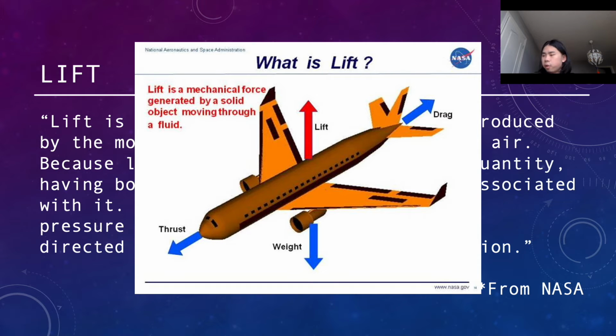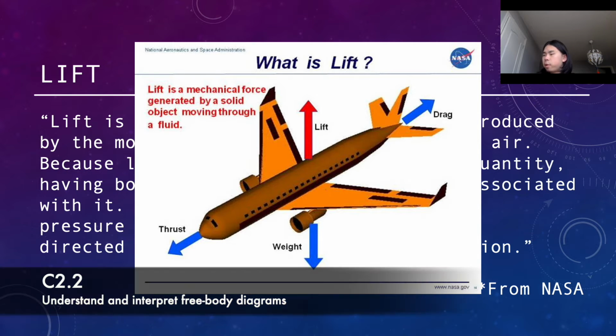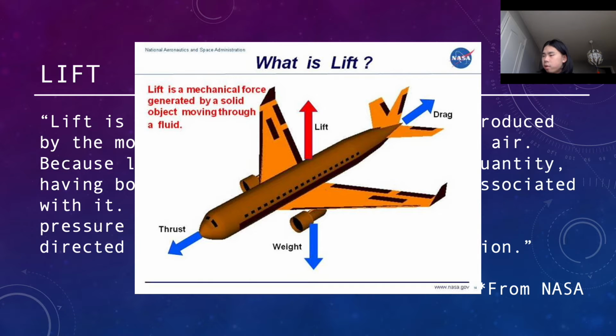So lift is a force, therefore it must be possible to express on a free body diagram. Here it is. It says here, lift is a mechanical force generated by a solid object moving through a fluid. Essentially, it means that lift cannot happen if the object is not moving through a fluid. Fluids are anything that does not have a fixed structure, for example, liquids and gases.